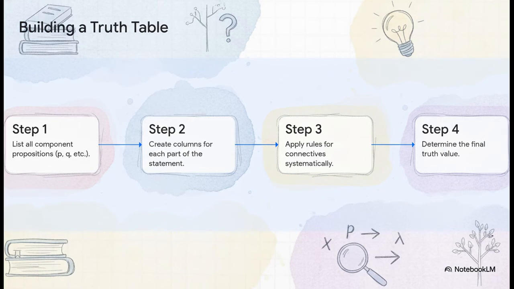Building one of these isn't some kind of dark art. It's really just like following a recipe. First, you list your basic ingredients, your propositions, P and Q. Then, you make columns for each little part of the statement. You always work from the inside out, just like you would in math. And then, at the end, you figure out the final answer for the whole thing. It's a really clean, systematic process.